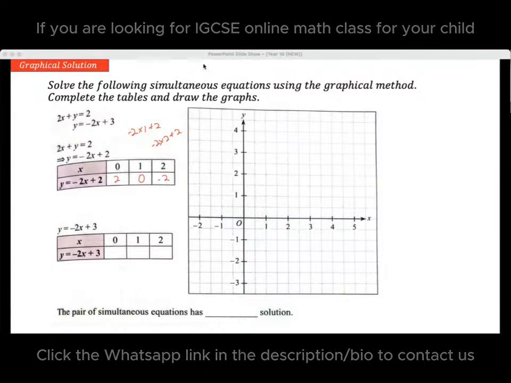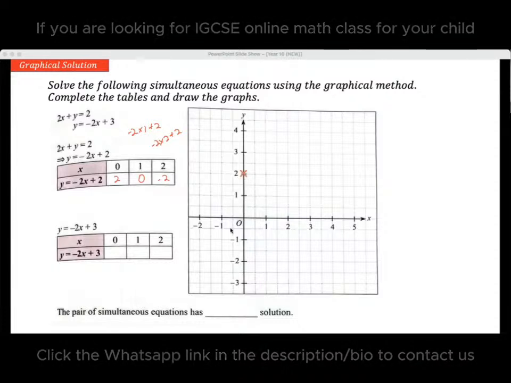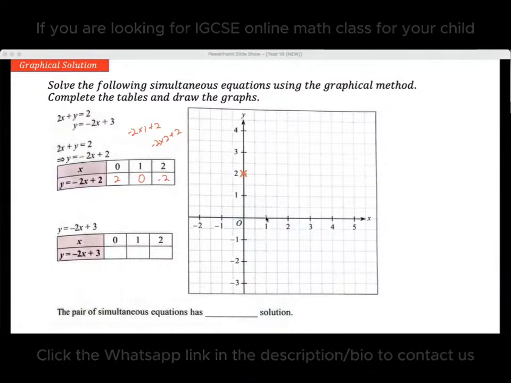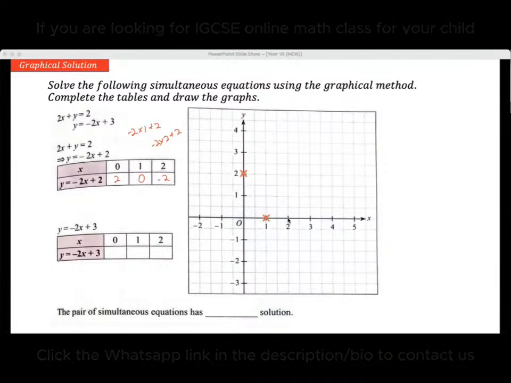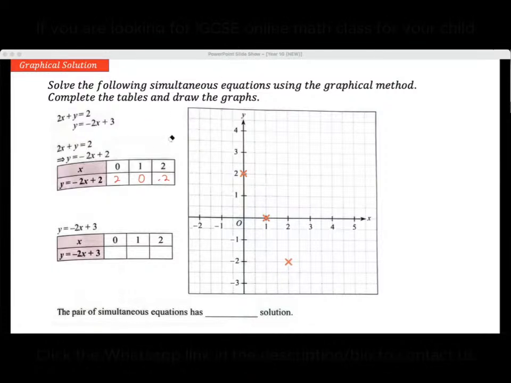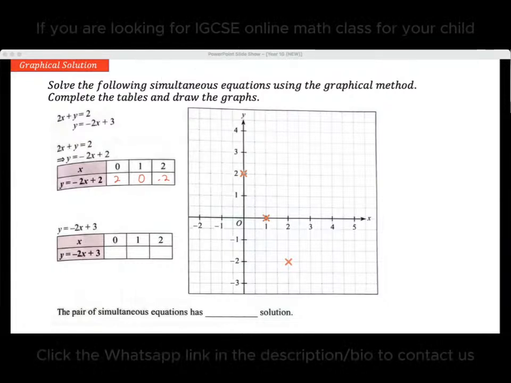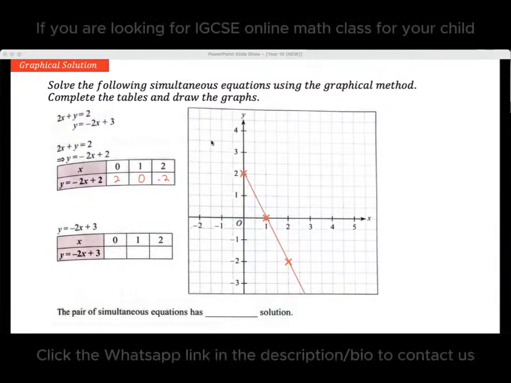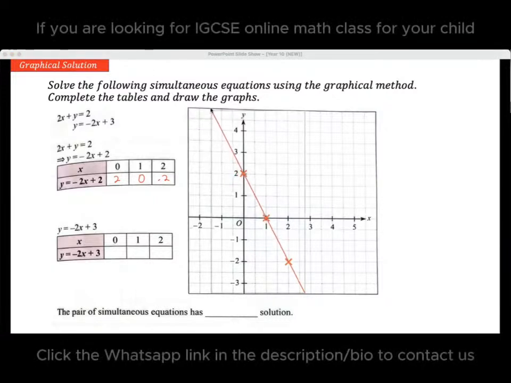So when x equals 0, y equals 2, it is here. When x equals 1, y equals 0, it is over here. When x equals 2, y equals negative 2, is here. Once you plot out the points, what you can do is just draw a straight line.